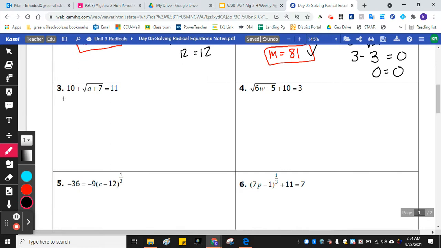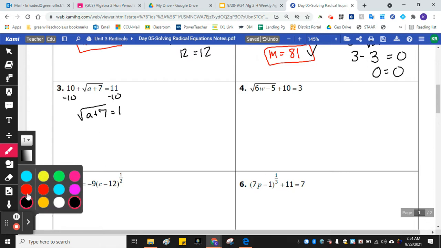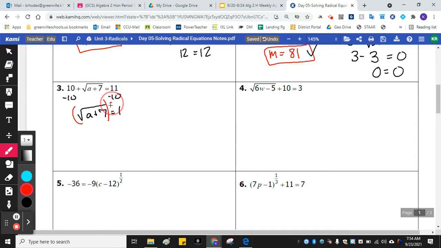Isolate your radical. The 7 is inside the square root. So here it is isolated. When you square both sides, the square root and the square cancel. So anything in the square root comes out of it. And 1 squared is 1. And then you solve.